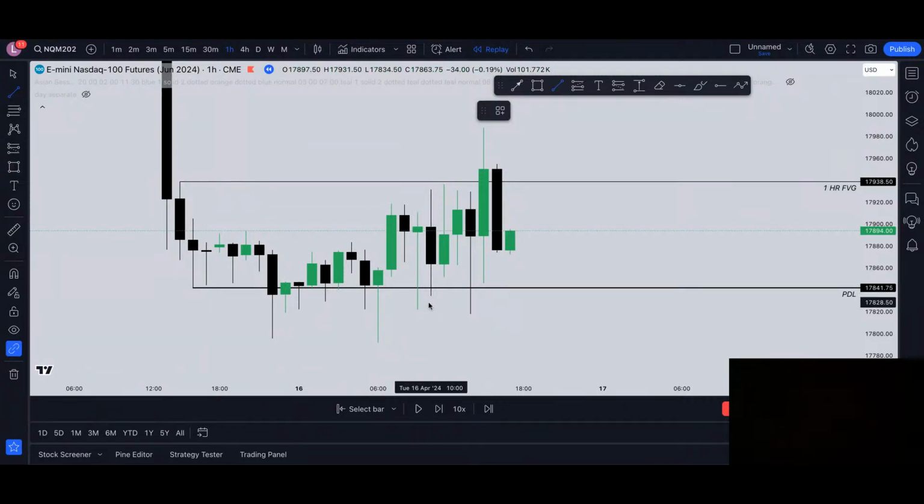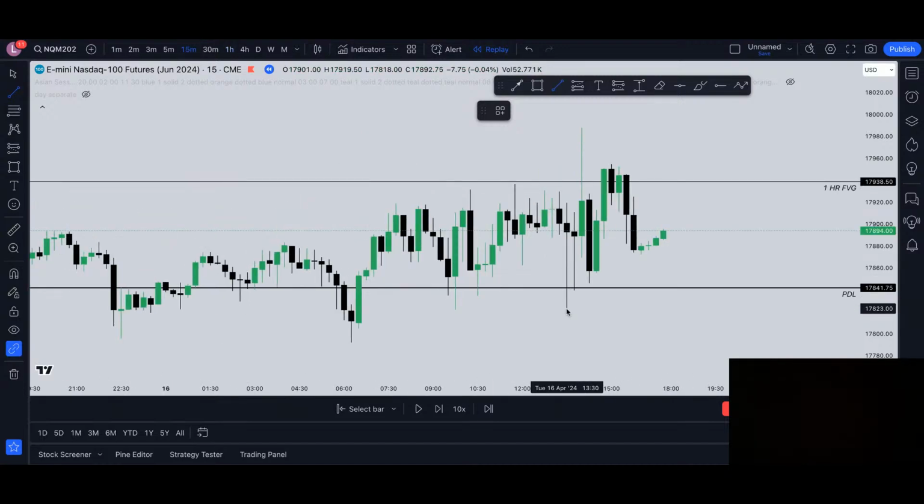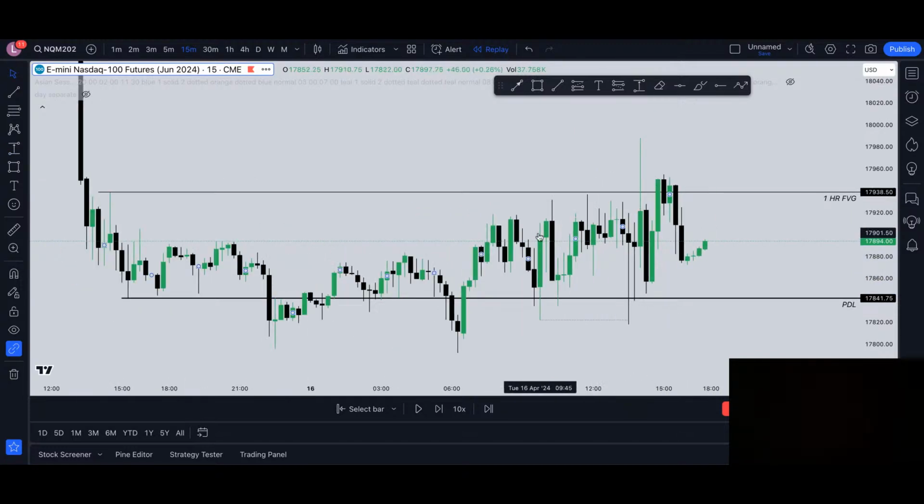So what we have to do simply, let's go on 15 minutes. Simply wait for the PM session, and price will oftentimes take a sell side liquidity as taken over here, and there will be a market structure shift, and then you can take a low liquidity resistance run to the objective. See, like over here.